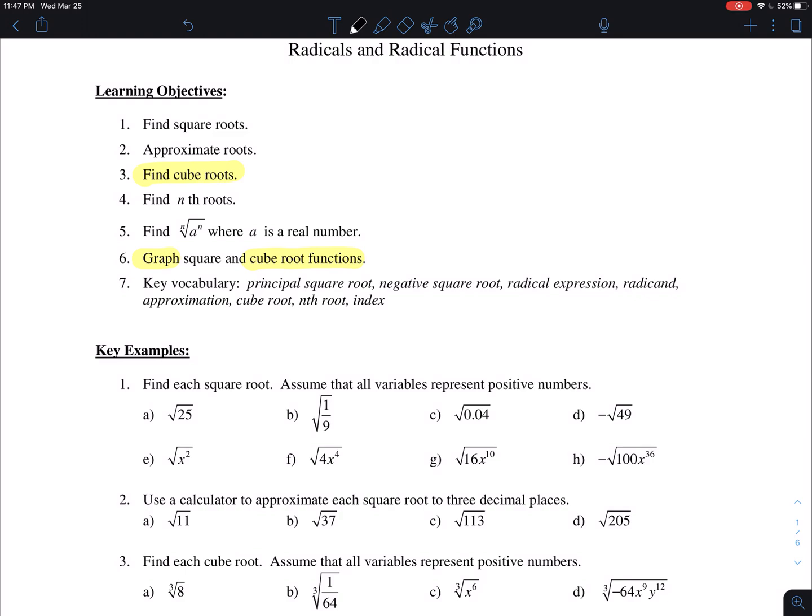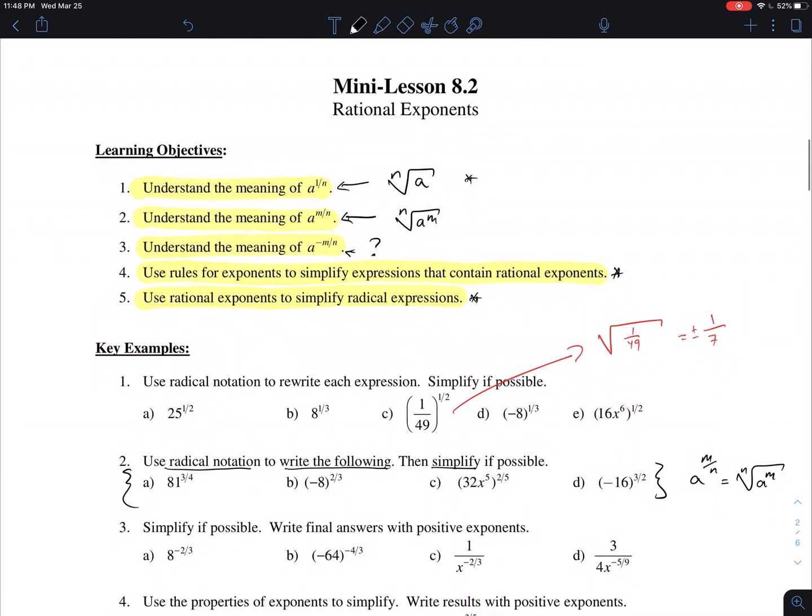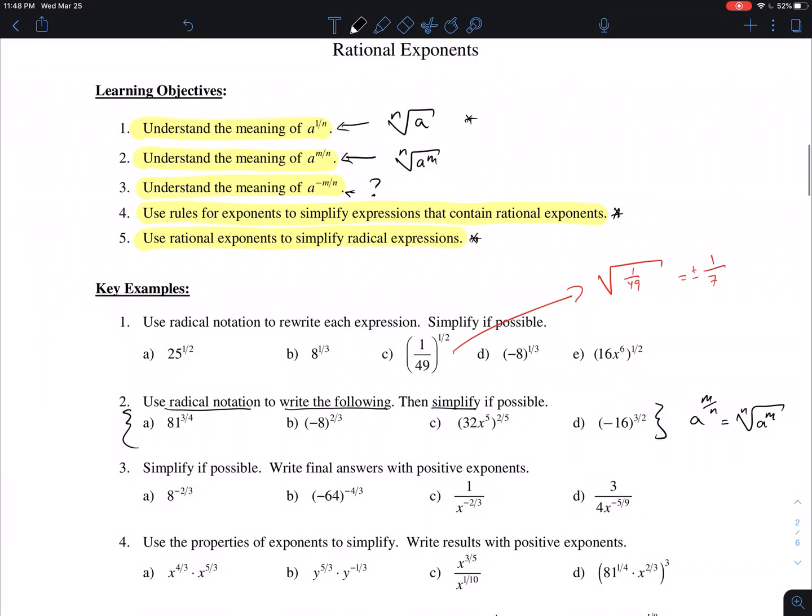We're going to find some cube roots today, and hopefully you've already looked at the video concerning graphing cube root functions. For some reason, I wrote cubed. I shouldn't have put the D. Anyway, those are the main things that we're going to talk about for radicals and radical functions. Then we're going to go on to rational exponents, and we're going to finish off with the objectives here.